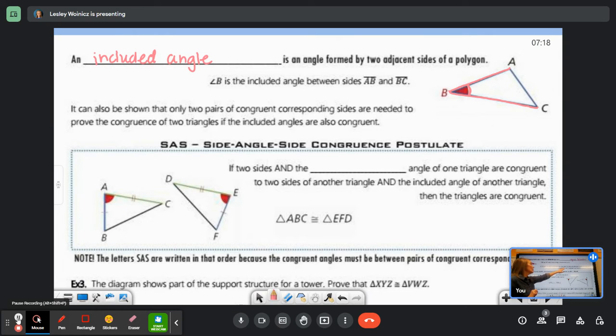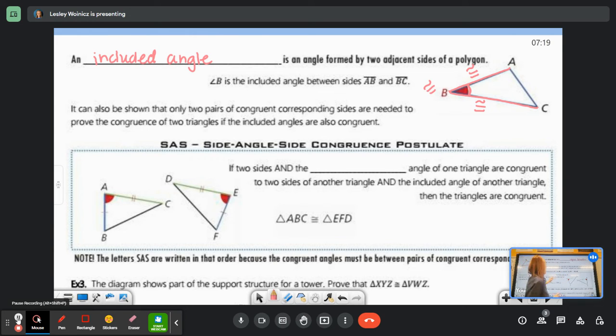Okay, so it can also be shown that only two pairs of corresponding sides are needed to prove congruence. So before we needed three, now we're down to two. So we only need two if the included angles are also congruent. So if I have this side congruent, this side congruent, and this angle congruent, then I can show that both of the triangles are congruent. So here is our postulate. It's called side angle side because this angle is sandwiched in between the two sides. This is our included angle.